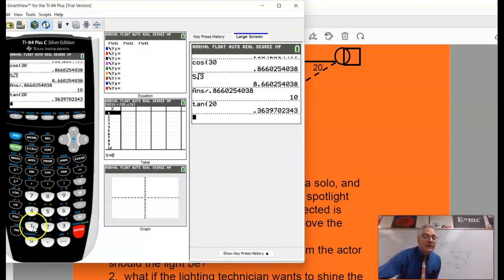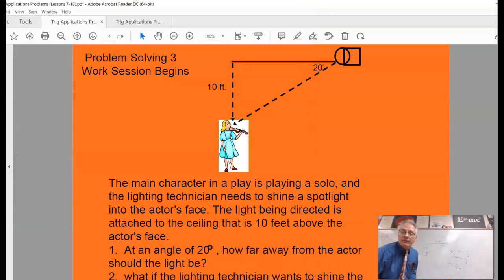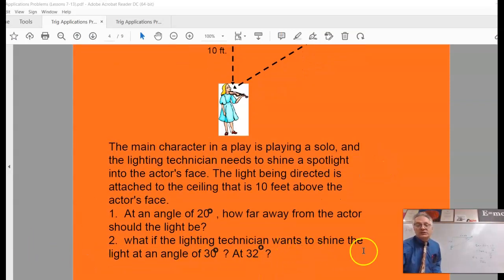And let's see what that comes out to be. 10 divided by 0.364. And so this distance is 27 feet away. Okay. Now, the rest of the question, let me get rid of this. Oh, and by the way, if we want to get this length, we can use Pythagorean theorem. 10 squared plus 27 squared is equal to that length squared. Just take the square root.